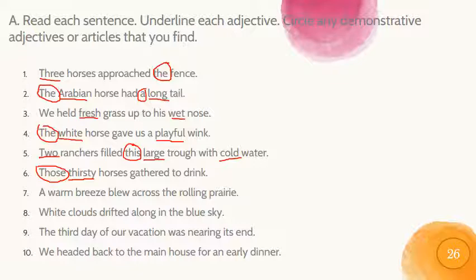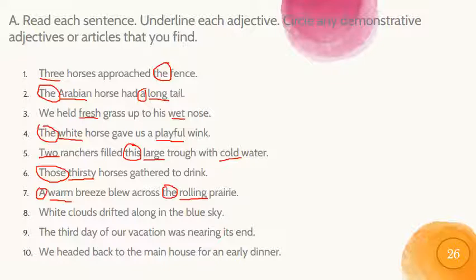7. A warm breeze blew across the rolling prairie. A is an article. Warm breeze. Warm is an adjective. Blew across the rolling prairie. The is an article. Rolling prairie. Rolling is an adjective. It describes the prairie, how the prairie is moving.